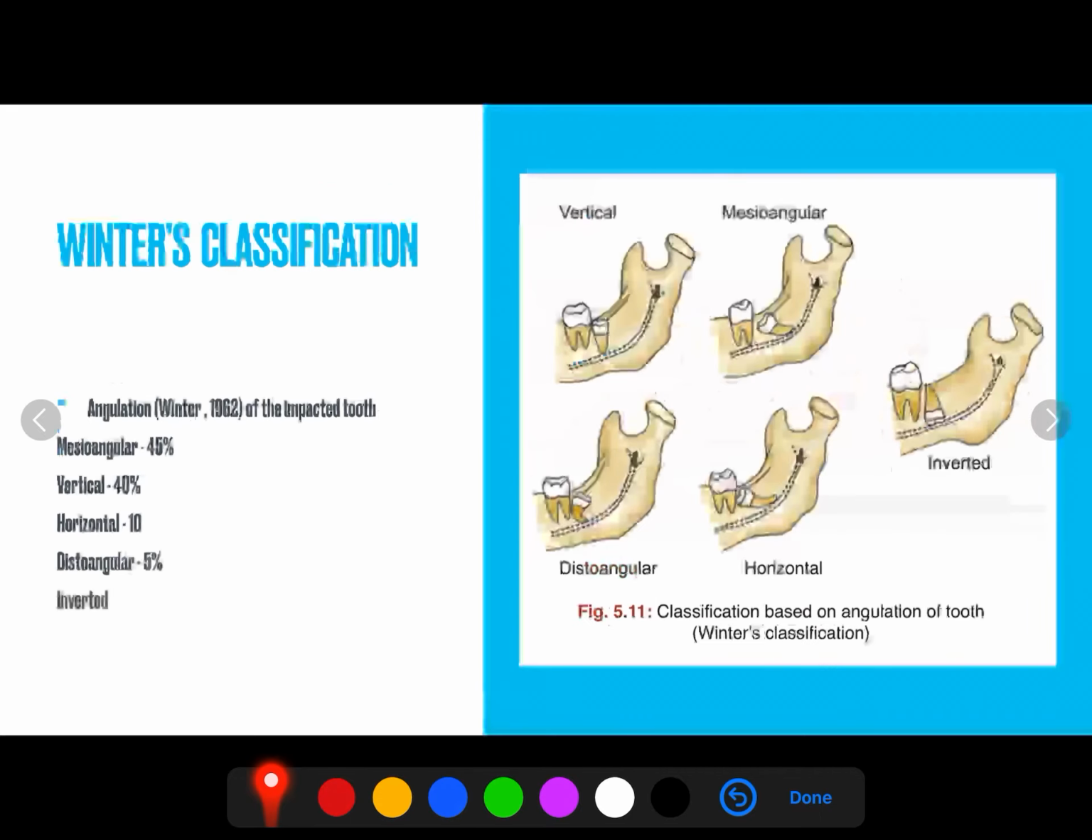The second classification is the Winter's classification. Based on the angulation, it is divided into the mesioangular, which is most common. After that come the vertical and horizontal, to a lesser extent the distoangular, and to the least amount the inverted type.